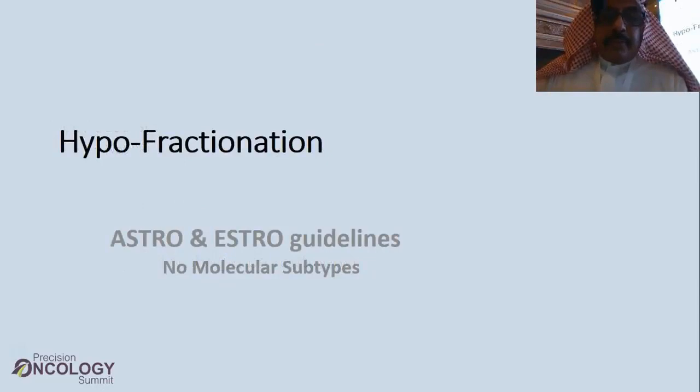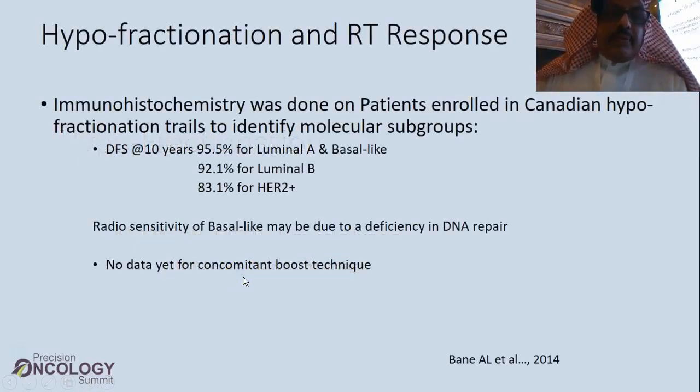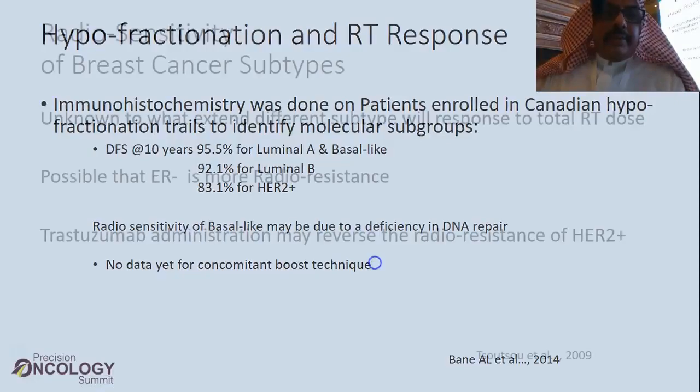In terms of hypofractionation, giving fewer radiation fractions with larger doses, if you look at the guidelines, there is no mention of the molecular subtypes of breast cancer. Although people have looked at the famous Canadian hypofractionation trial, the disease-free survival at 10 years was 95% for luminal A and basal-like, 92% for luminal B, and 83% for HER2. It's interesting why the basal-like is radiosensitive, maybe due to deficiency in DNA repair in this group of patients. And there is no data yet about the concurrent use of the boost according to the breast subtypes.